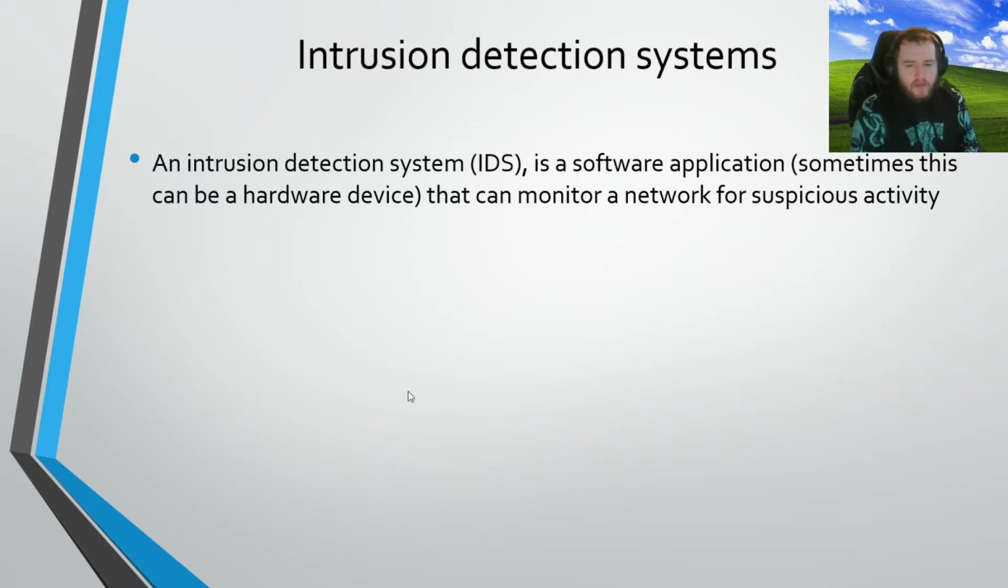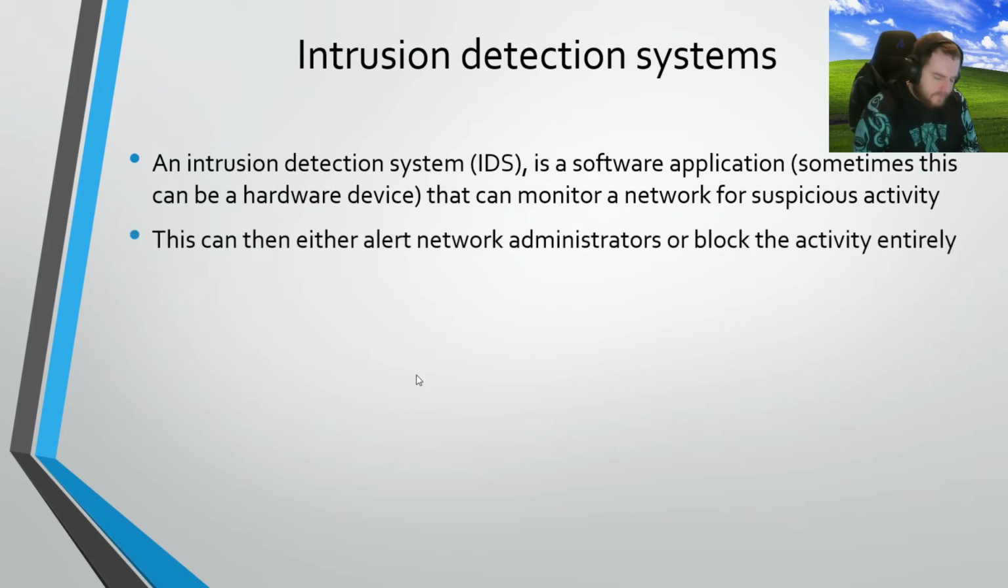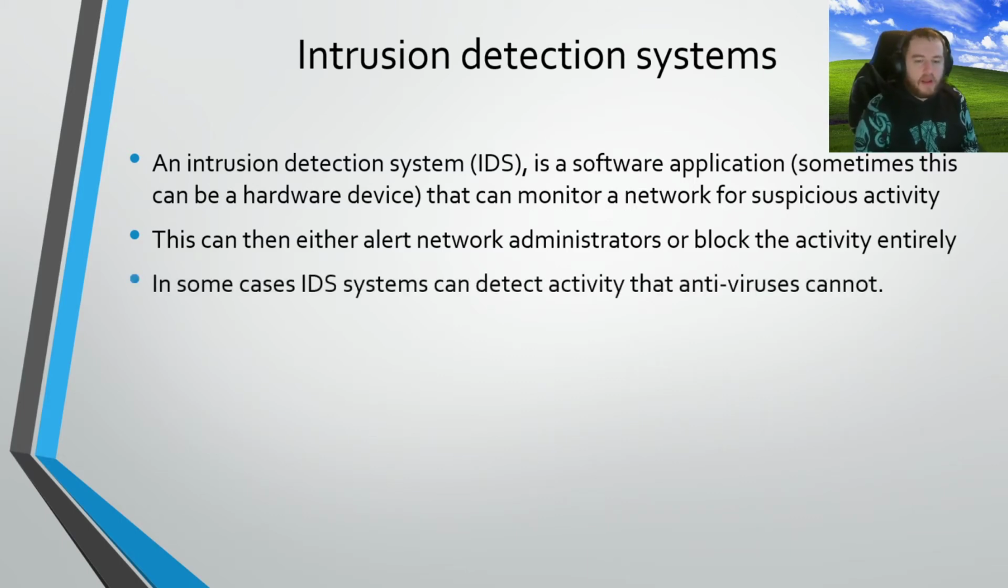And as it monitors, it will pick up anything that's strange. If it is strange, it will tell your network administrator. If it tells your network administrator, they can then say, right, I'm going to block it, or I'm going to do something about it. Or you can set the IDS up just to stop the thing that's happening. If it does detect something, it can stop it entirely.